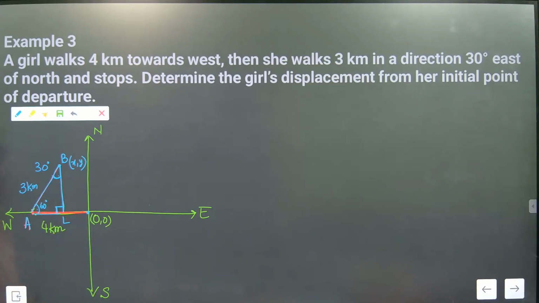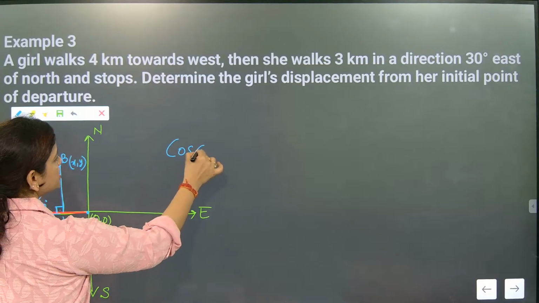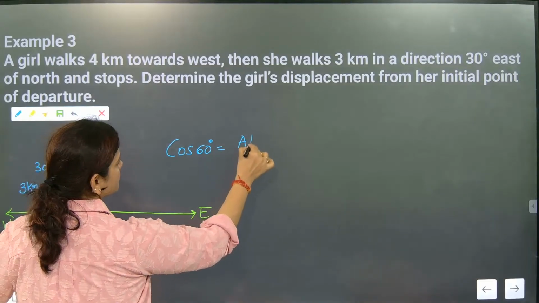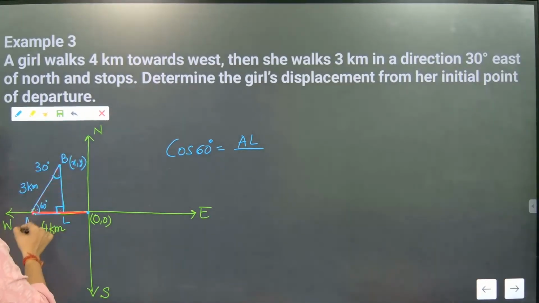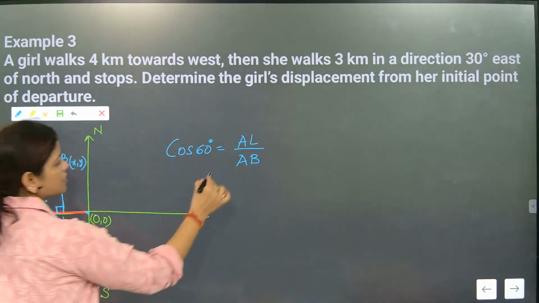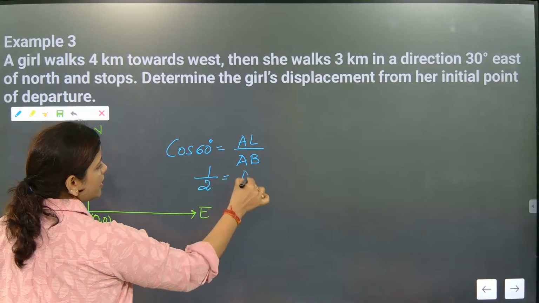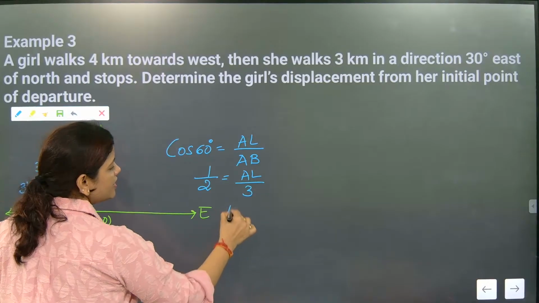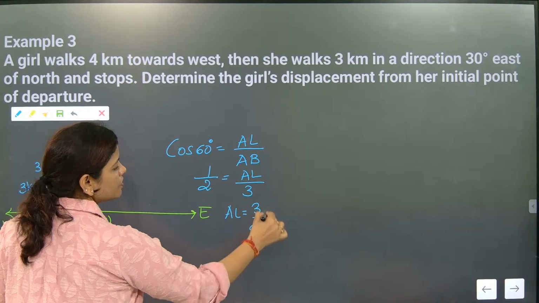And this standing line is 90, so the total is 180. Now beta, look here. This is the base, because of the angle and 90, this one will become the base. So what will we write here? We will write cos 60 degrees equals base AL by AB. What is the value of cos 60 degrees, beta? 1 by 2 equals AL by AB. What is AB, beta? 3 kilometers. So AL is coming as 3 by 2 kilometers.